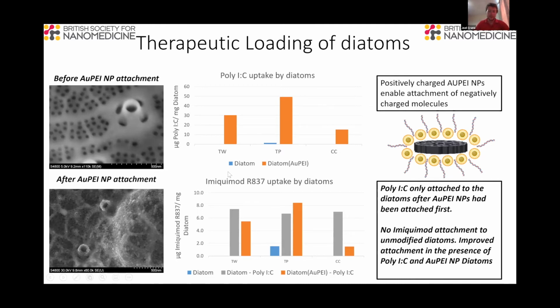We attempted it with no gold nanoparticles, and there's a very slight attachment here to one of the species, but we put that down to instrument error. Ultimately, there was no attachment, which we expected. And then when we attempted to attach to diatoms with gold nanoparticles, we could see that there was significantly more attachment in both poly-IC and imiquimod as well.